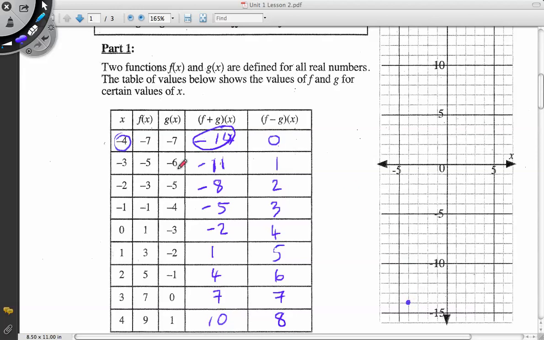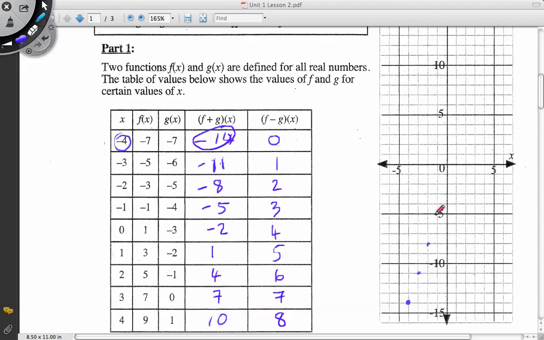Okay, so that's the first point. Then negative 3, negative 11. So next point, negative 2, negative 8, is here. And you can see because it is a pattern, we're going up by the same amount each time. It ends up being a linear equation.